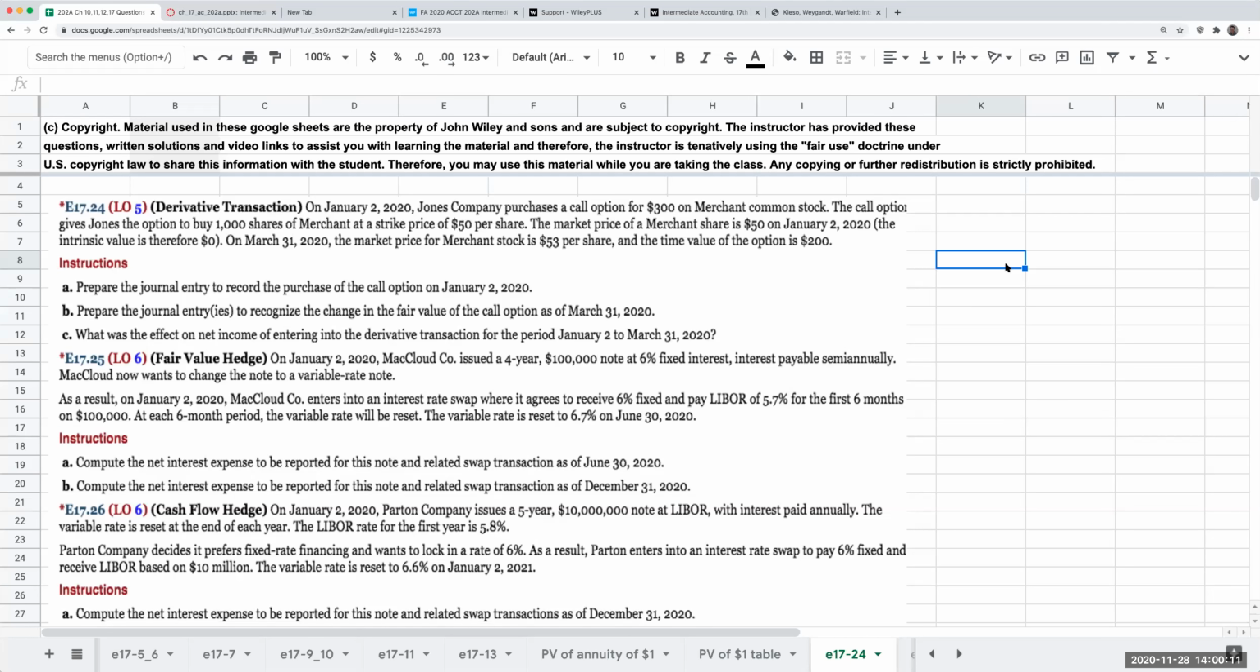On March 31st, the market price for Merchant is $53 per share, and the time value of the option is $200. So when we buy this option, really what we're going to be going through and doing is, okay, so over here, call option.